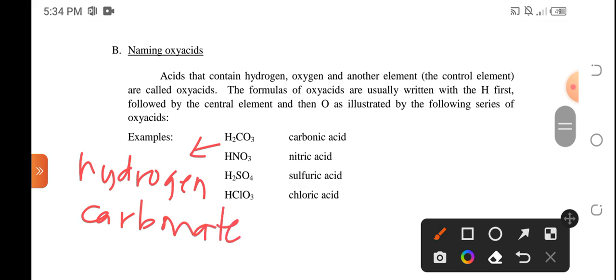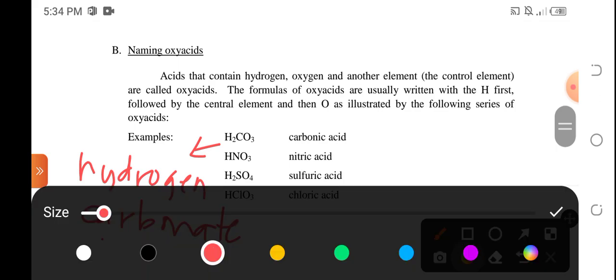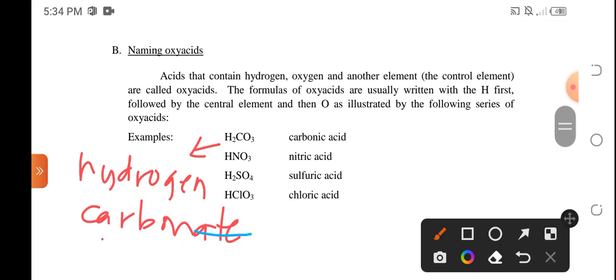So what you do is, you change the ATE. Okay? So palitan daw natin, you drop the ATE from the name of the anion, then add IC and the word acid. Of course, you have to remove the hydrogen. So therefore, this is carbonic acid. Okay?